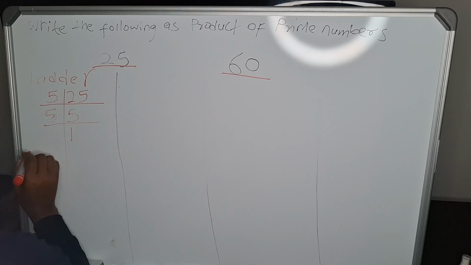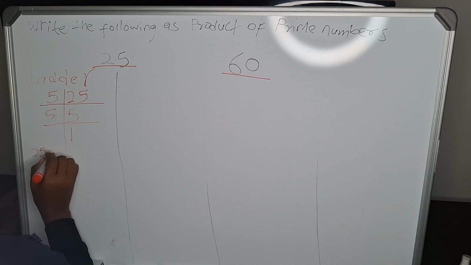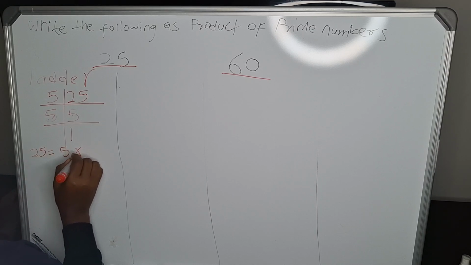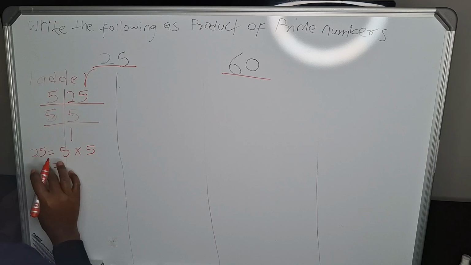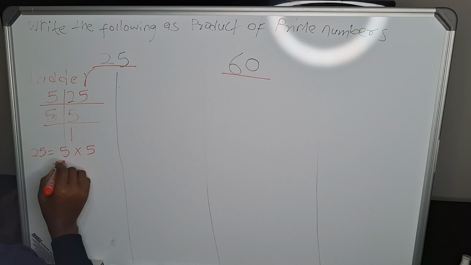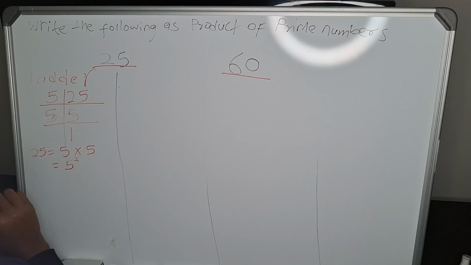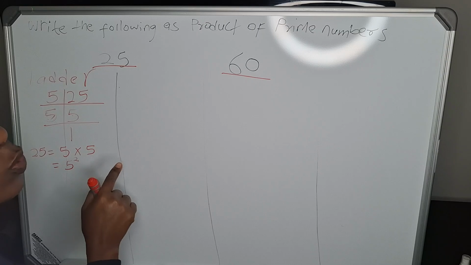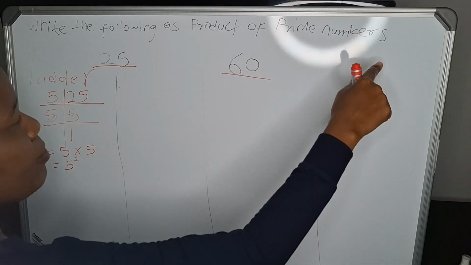You are done. Then at the end, you must write that 25 equals 5 times 5. And we don't like the extended way of writing this, the expanded form, we want it in exponential form. So how many 5s do I have? Two of them. Then I write 5 exponent 2. So 25 is actually 5 exponent 2 as a product of prime numbers.